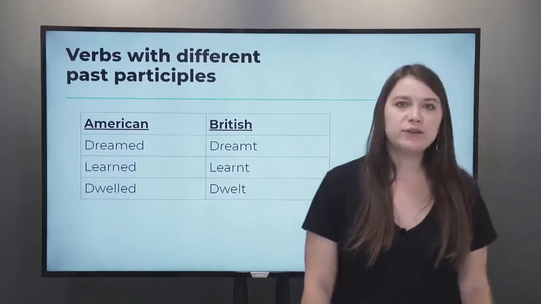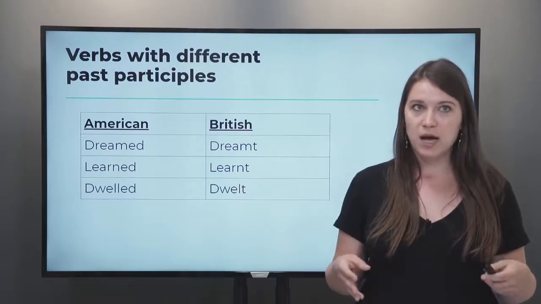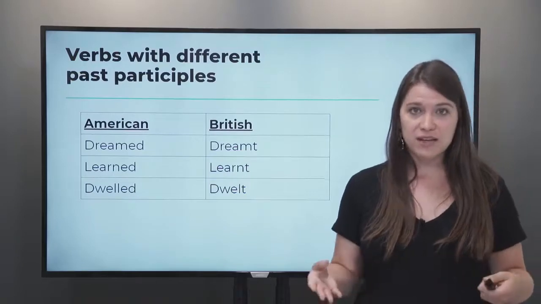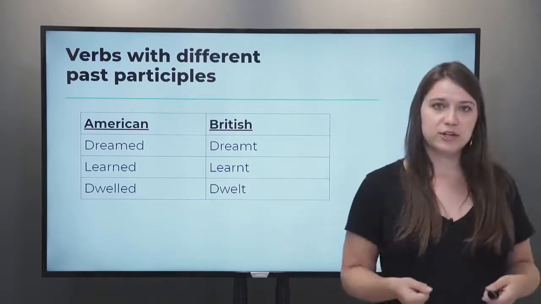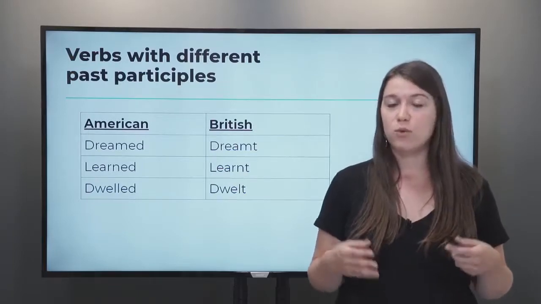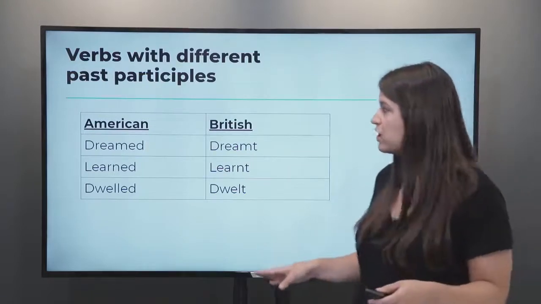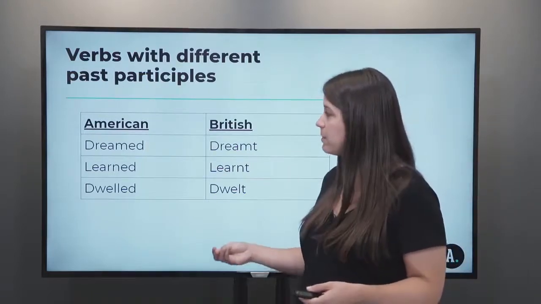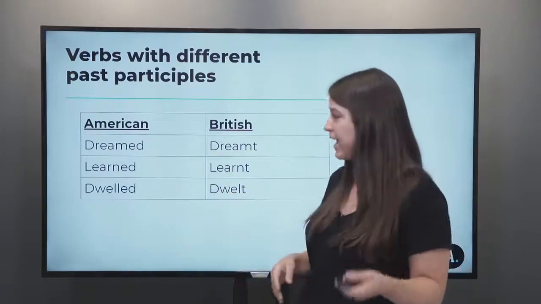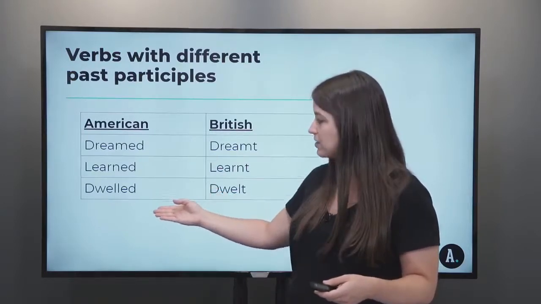Okay, another difference is the way that we conjugate verbs with the past participle. In American English, these verbs would be considered regular verbs, and a regular verb in English ends in an ED. So like the verb to dream, you add the ED, dreamed. Like I have dreamed, he has dreamed, etc. Learned, the same thing, ED, and dwelled, ED.